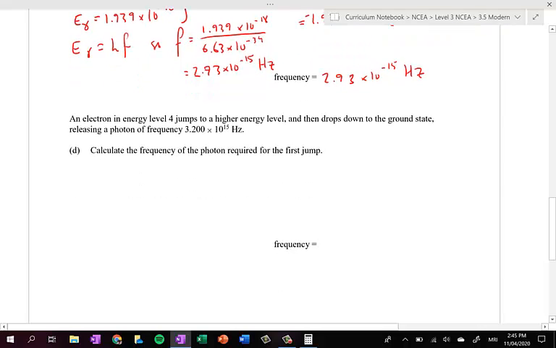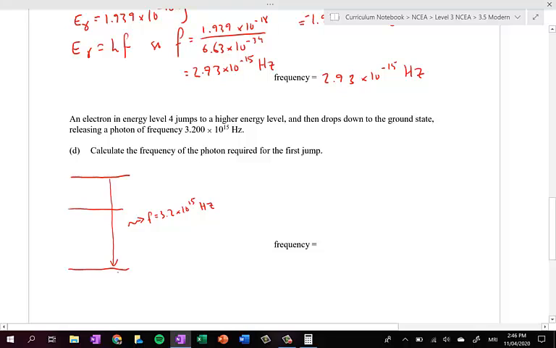Okay, an electron in energy level 4 jumps to a higher energy level and then drops down to the ground state, releasing a photon of frequency 3.2 times 10 to the 15 hertz. Calculate the frequency of the photon required for the first jump. So here it's convenient to draw a little energy level diagram where we have some energy level there, we have an energy level here, and we have the ground state. The final step here is this jump there, and that produced a photon of frequency 3.2 times 10 to the 15.